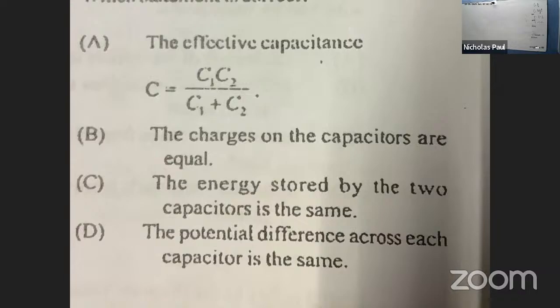Because of the resistance. What? How do you find energy stored? A half QV. So is that the same? Yes, just say it is the same. But what about Q? Charge will be different. Charge will split up, so therefore they won't have the same energy stored.